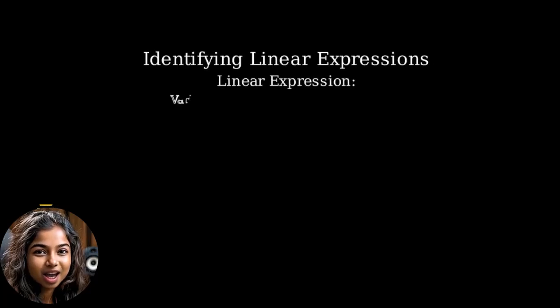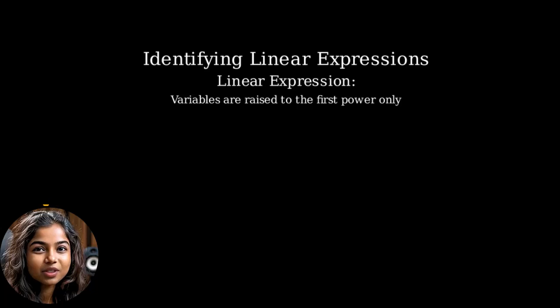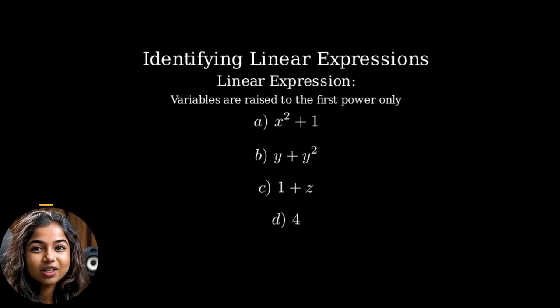Let's learn how to identify linear expressions. A linear expression has variables with a degree of 1, meaning the variables are only raised to the first power. Let's examine 4 different expressions and determine which one is linear. Here are our options. Option A, x squared plus 1, option B, y plus y squared, option C, 1 plus z, option D, just the number 4.